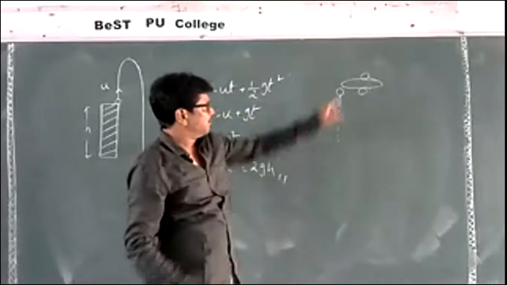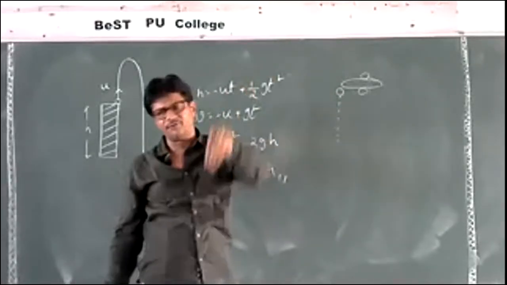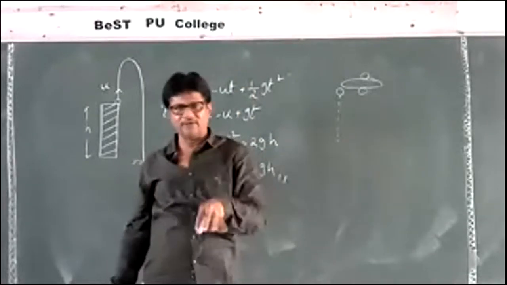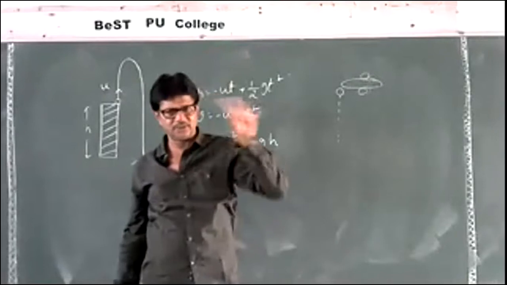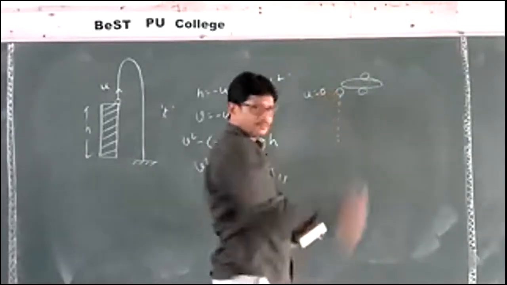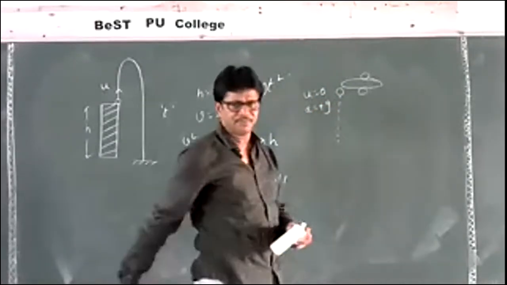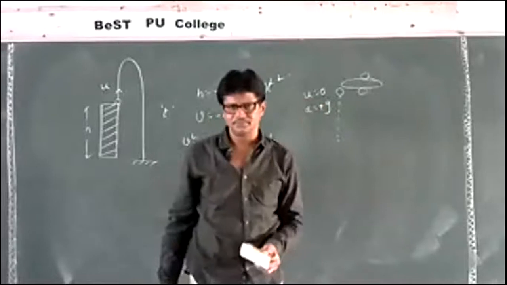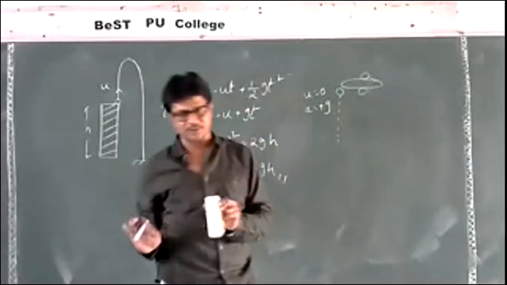Now the behavior of the body will be the same as that of a freely falling body. You know what a freely falling body is: when a body is dropped from a certain height. So there is no question. Here we have to consider u is equal to 0. We have to consider a is equal to plus g, and as usual we solve by taking h is equal to half gt square and all those formulas.